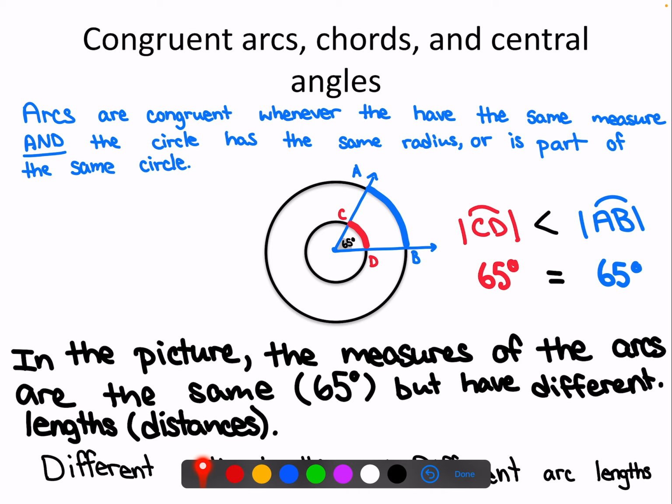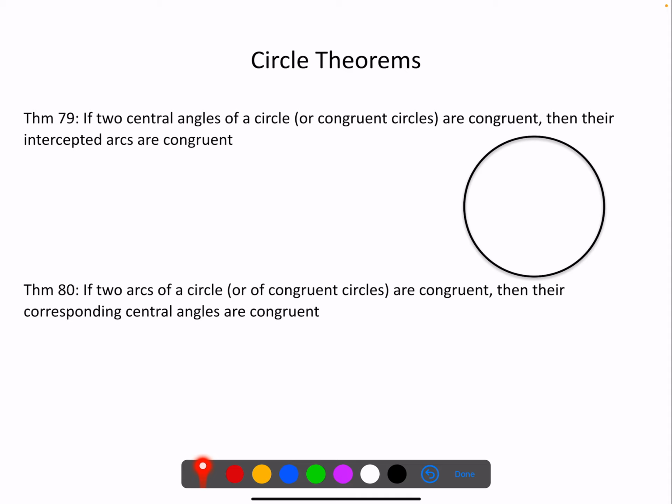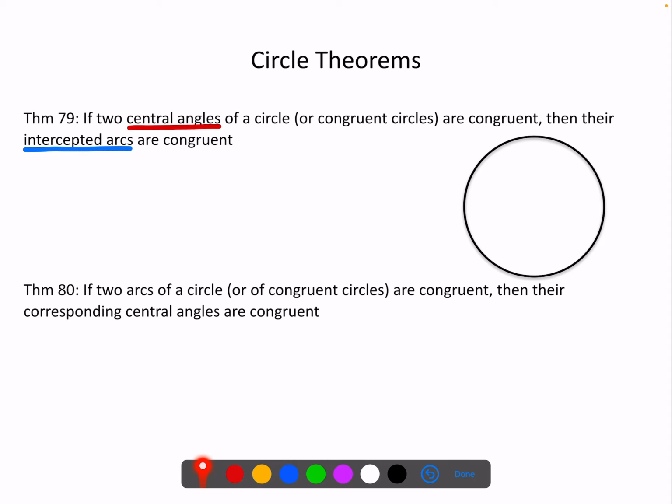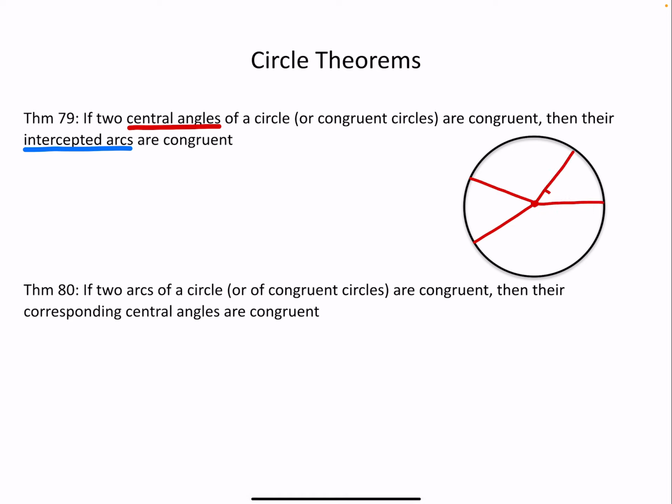All right, let's go ahead and talk about some circle theorems dealing with our central angles, our intercepted arcs, and chords. Now, we have 6 theorems here. They're all going to be very closely related, and after we go through them, you're going to see them all connect. So here it goes. Our first theorem states, if 2 central angles of a circle, or congruent circles, are congruent, then their intercepted arcs are also congruent. So I'm going to go ahead and draw 2 central angles in my circle.